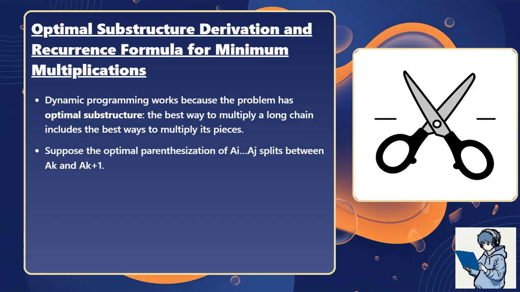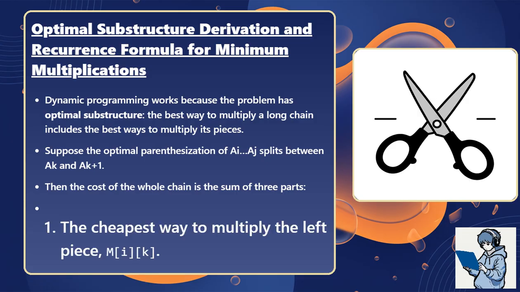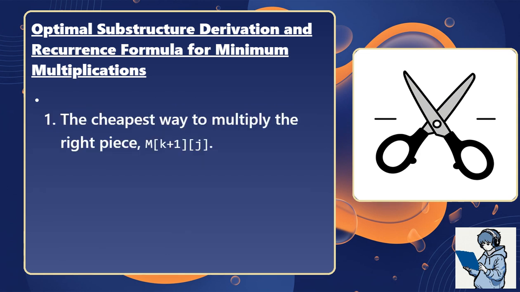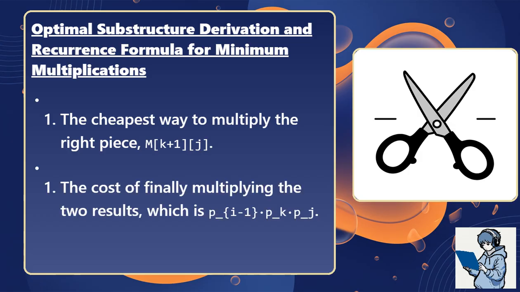Suppose the optimal parenthesization of Ai to Aj splits between Ak and Ak plus 1. Then the cost of the whole chain is the sum of three parts. Number 1, the cheapest way to multiply the left piece, m sub i sub k. Number 2, the cheapest way to multiply the right piece, m sub k plus 1 sub j. Number 3, the cost of finally multiplying the two results, which is p sub i minus 1 times p sub k times p sub j.